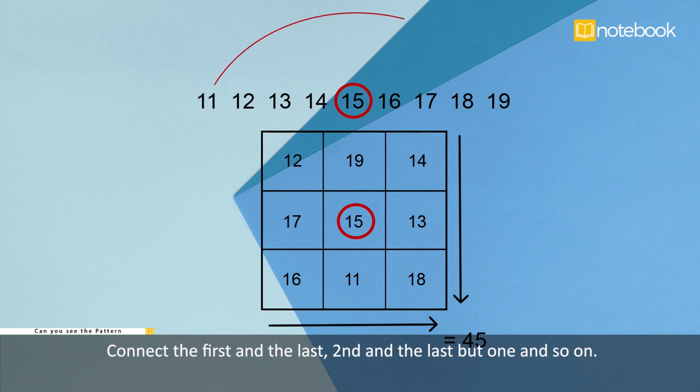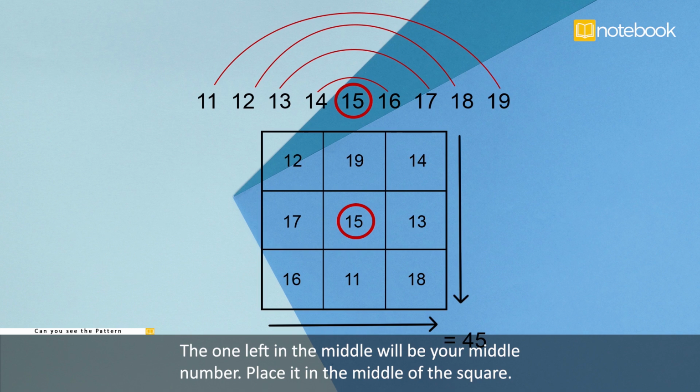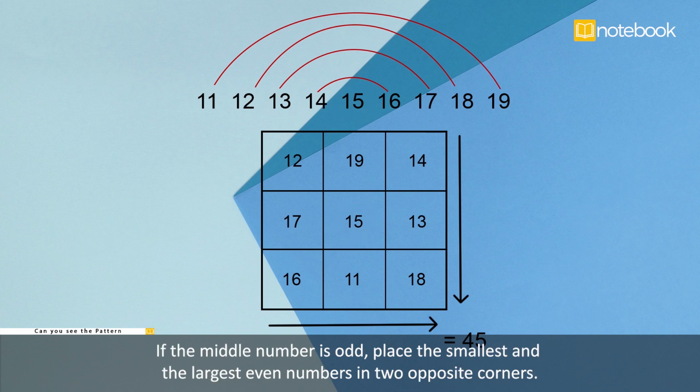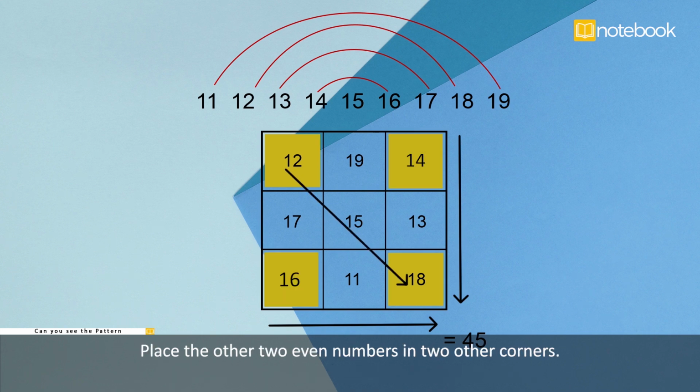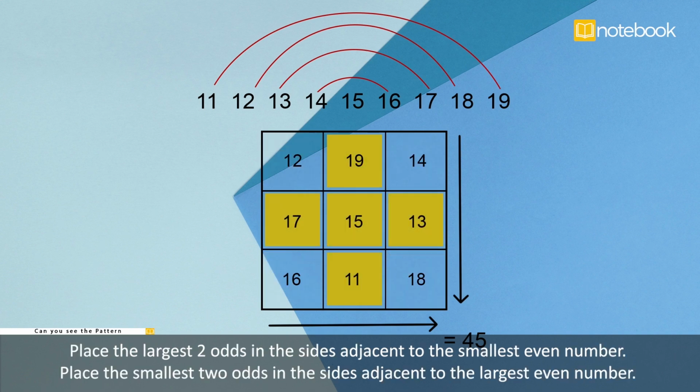Connect the first and the last, the second and the last but one, and so on. The one left in the middle will be your middle number. Place it in the middle of the square. If the middle number is odd, place the smallest and largest even numbers into opposite corners. Place the other 2 even numbers in the 2 other corners. Place the largest 2 odd numbers in the sides adjacent to the smallest even number. Place the smallest 2 odd numbers in the sides adjacent to the largest even number.